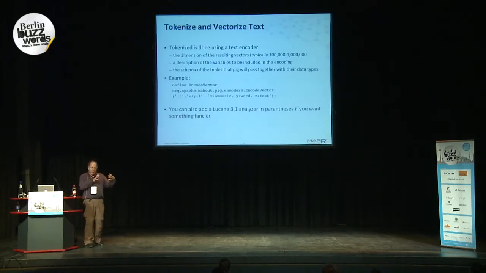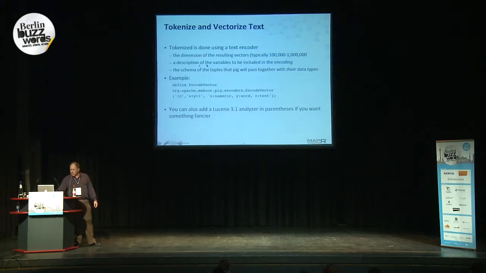Tokenization is done using a thing called a text encoder. And the way we build that is we give it three arguments: the dimension of the vector we want, a description of which variables we want, like we want the description and the title, so we'd say description plus title. And then we also have to pass in the schema of the data that Pig has. I haven't been able to figure out how to ask Pig for that schema, and it may not be possible indeed.